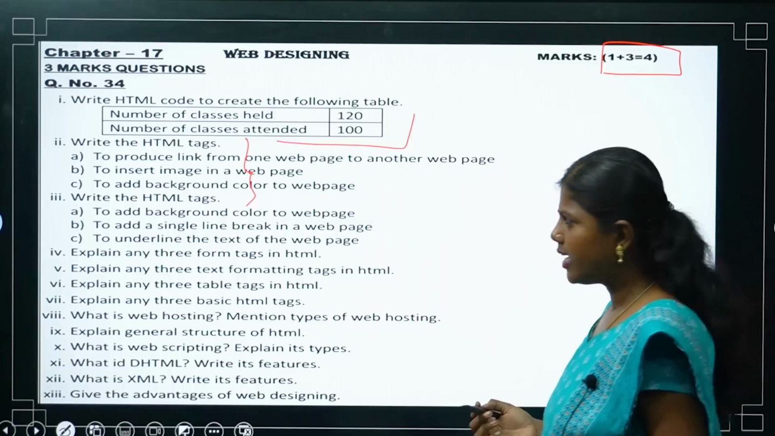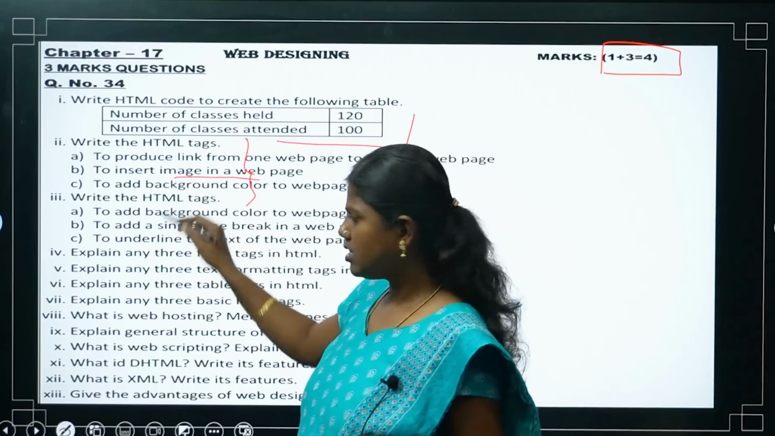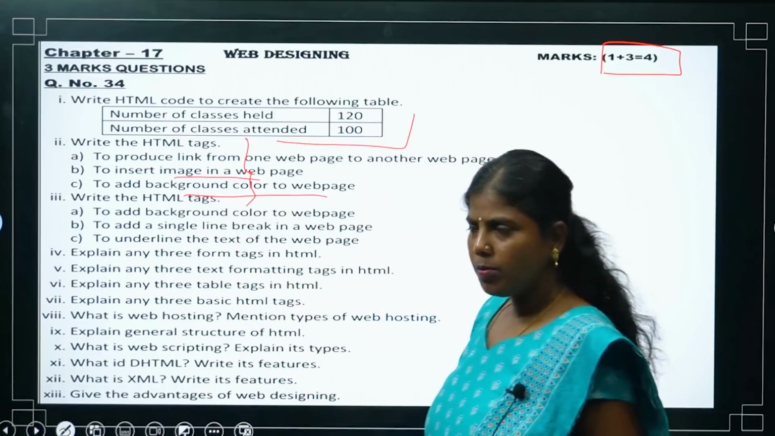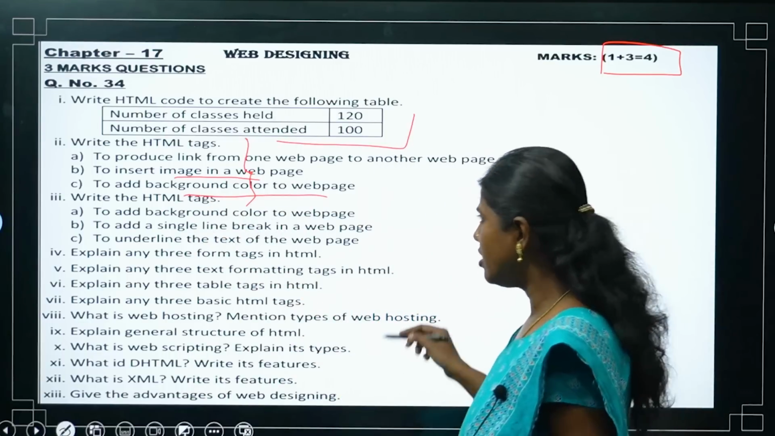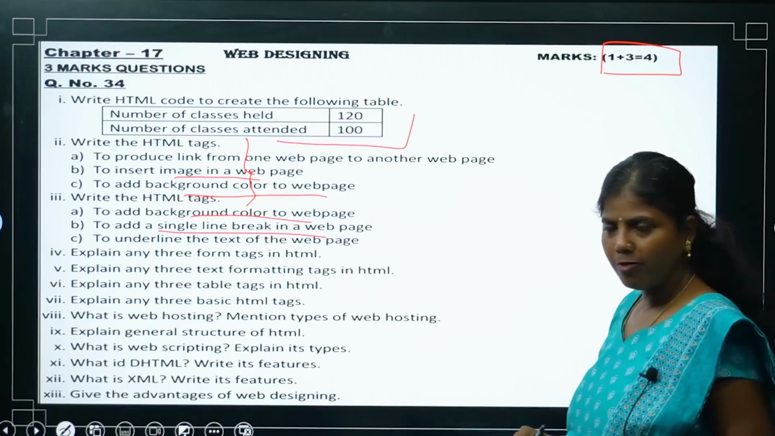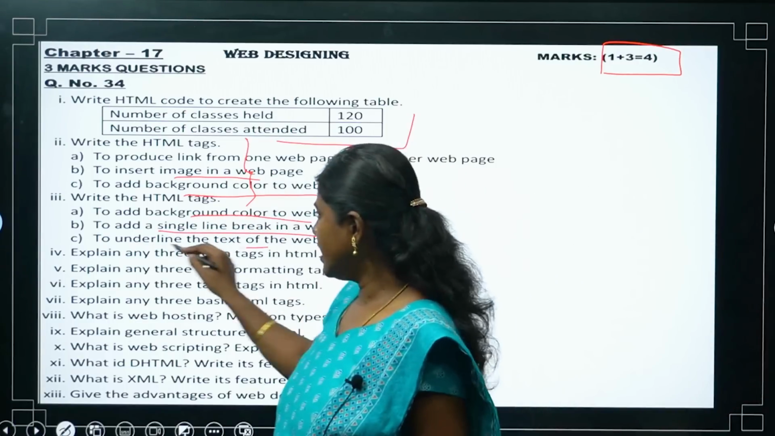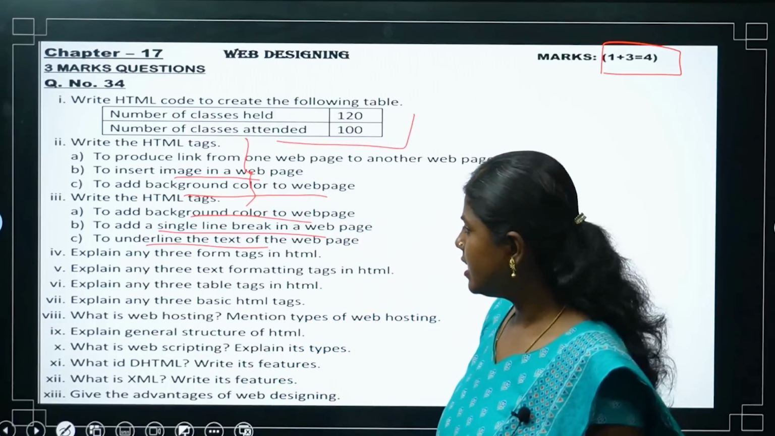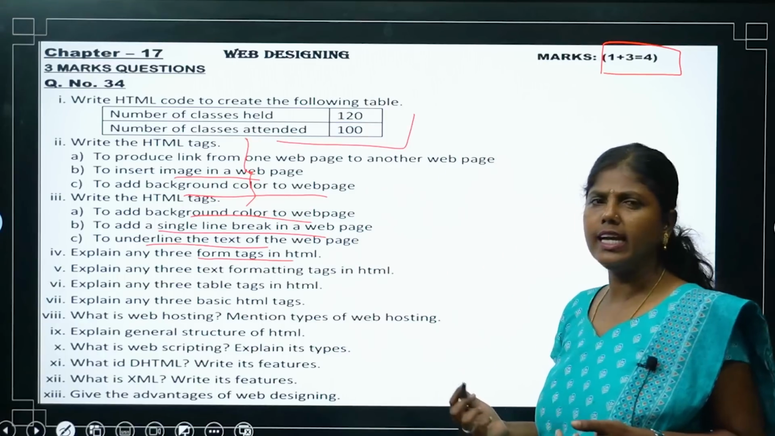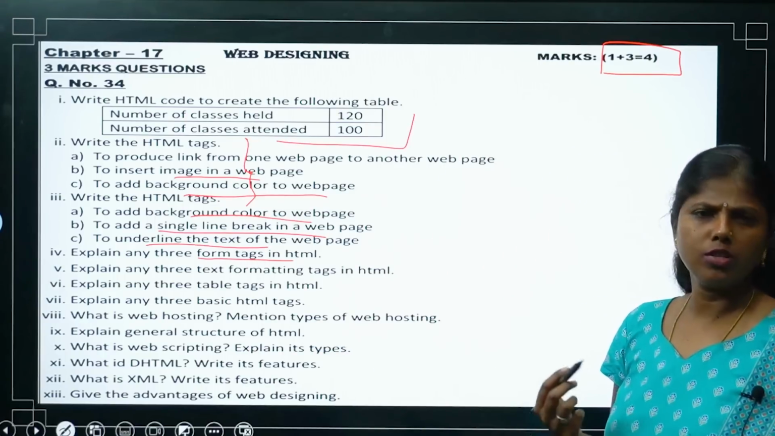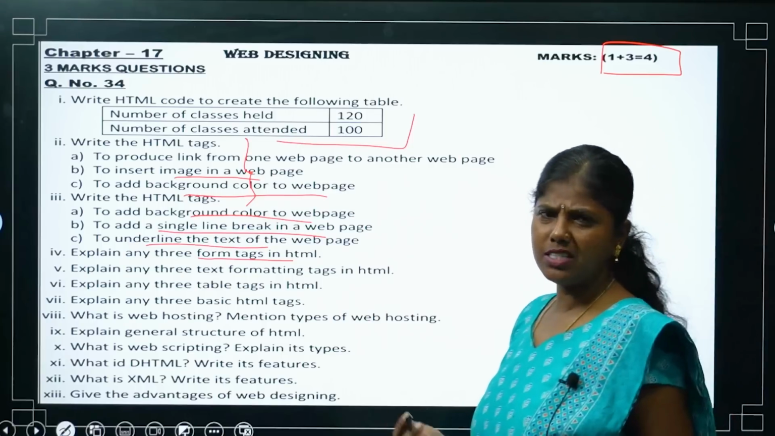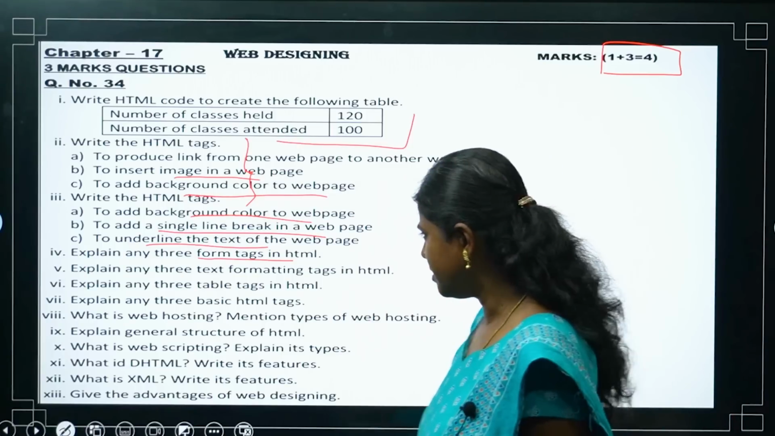So it's going to be the anchor tag. For inserting an image, the IMG tag with SRC. For the background color of a web page, it's body with BGCOLOR; it's repeated here. To add a single line break, we have the BR tag. For underline, we have the U tag. Then any 3 form tags. The form tags basically means a radio button or checkbox, a text box, a password field, a submit button, a reset button; any form elements you can write here.